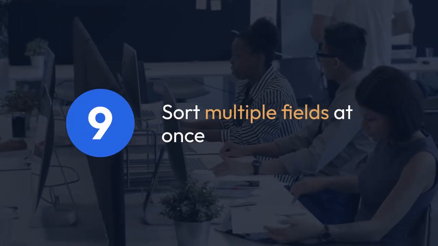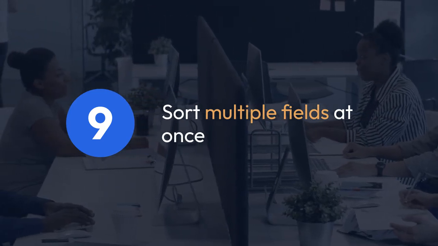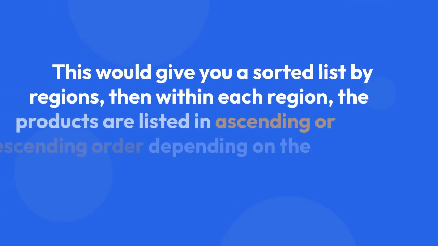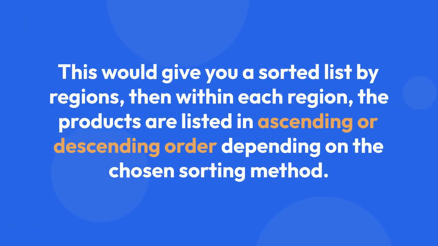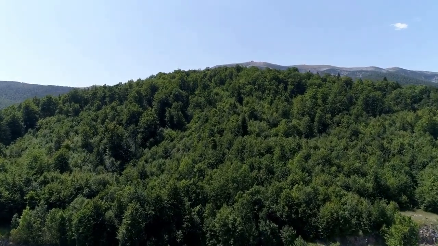You can also sort multiple fields at once, for instance. You could sort first by region and then by product within each region. This would give you a sorted list by regions, then within each region, the products are listed in ascending or descending order depending on the chosen sorting method. This layered approach is useful for in-depth analysis.